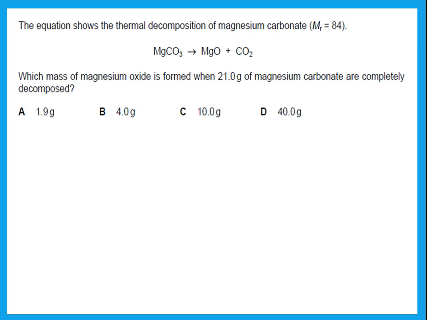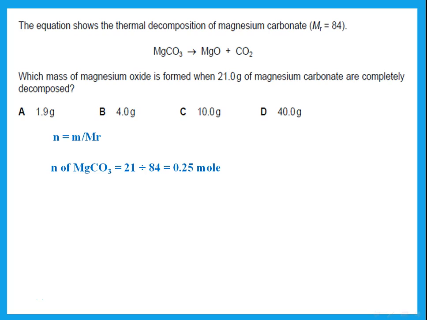Do we understand that? Okay, the equation shows the thermal decomposition of magnesium carbonate. So magnesium carbonate gives magnesium oxide plus CO2. Which mass of magnesium oxide is formed when 21 grams of magnesium carbonate are completely decomposed? Again, I cannot relate grams directly. I need to change it to number of moles. So if he says I have 21 grams of magnesium carbonate, the number of moles is mass over molecular mass.